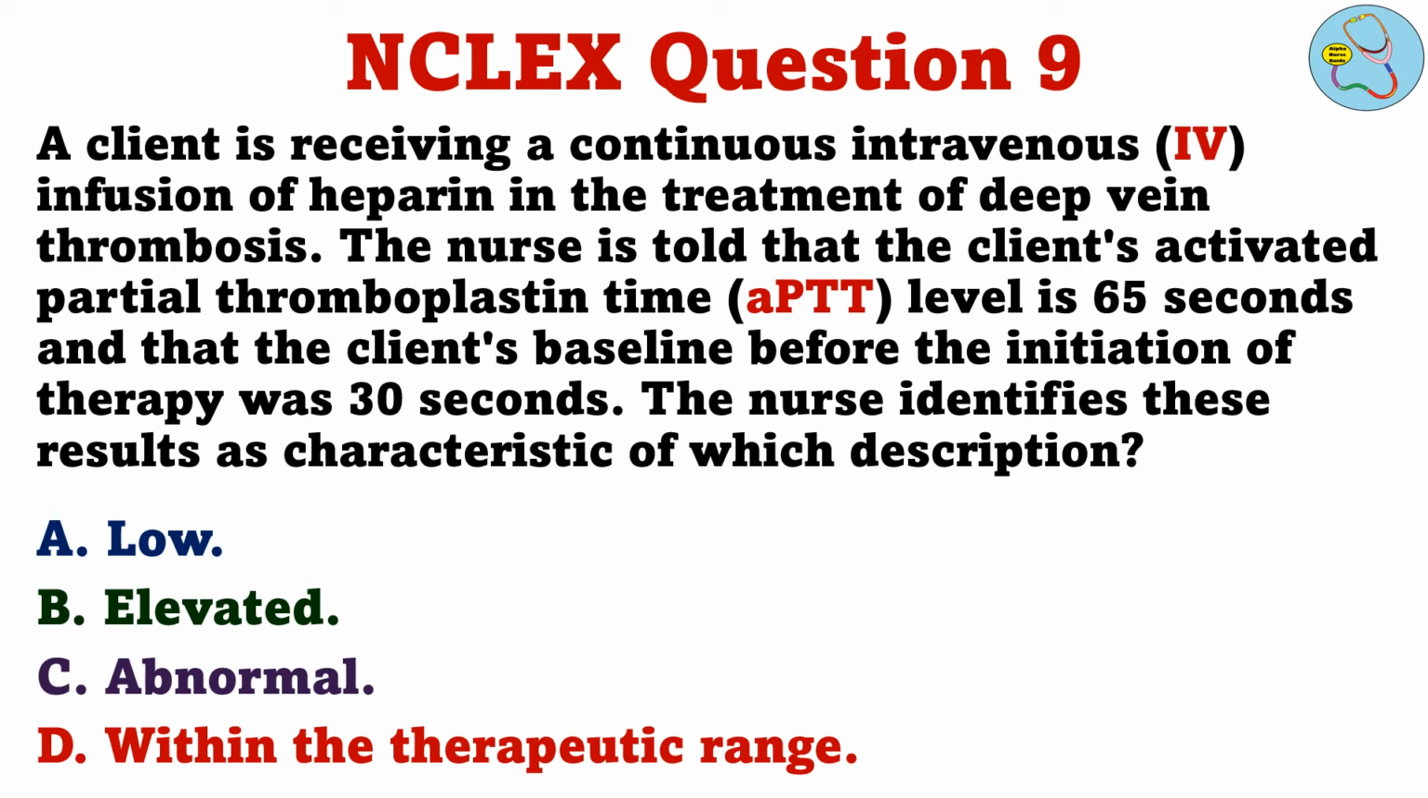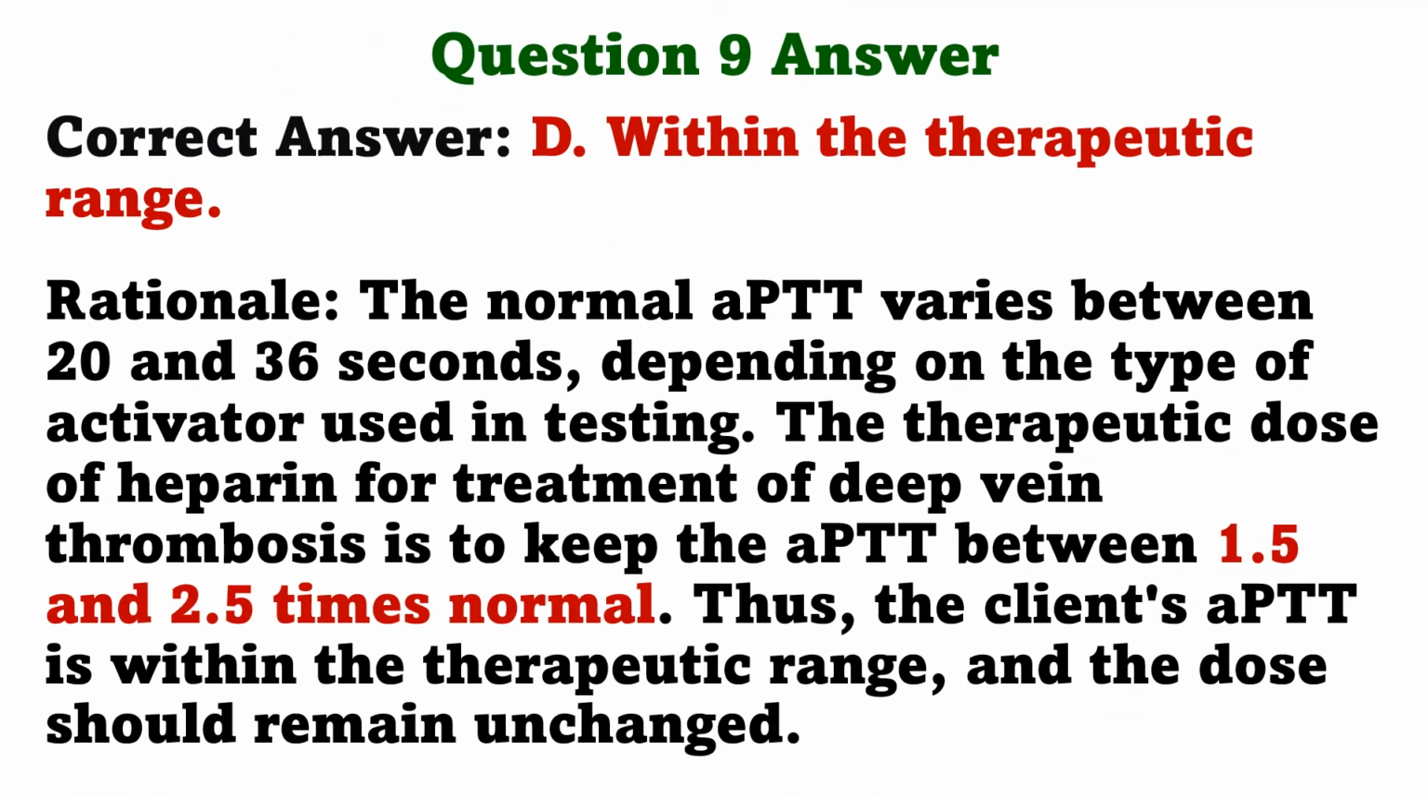Question 9. A client is receiving a continuous intravenous infusion of heparin in the treatment of deep vein thrombosis. The nurse is told that the client's activated partial thromboplastin time level is 65 seconds, and that the client's baseline before the initiation of therapy was 30 seconds. The nurse identifies these results as characteristic of which description? A. Low. B. Elevated. C. Abnormal. D. Within the therapeutic range. The correct answer is D.